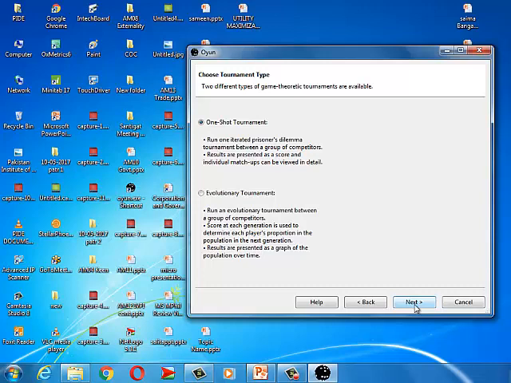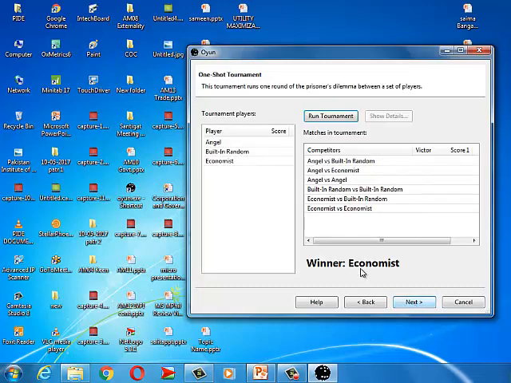Next, one-shot tournament. Next. Okay, so now there are 6 different competitions. Angel will play built-in random, angel will play economist, angel with angel, built-in random with built-in random, economist with built-in random, and economist with economist. So all 6 will be played, and then we will look at the scores. Okay, so we run tournament. Alright, so the economist won this game. Built-in random comes in next, and the angel comes in third.